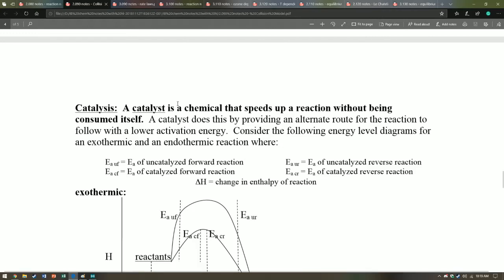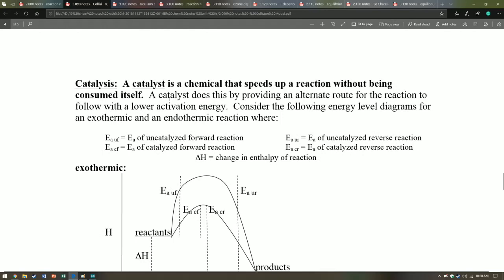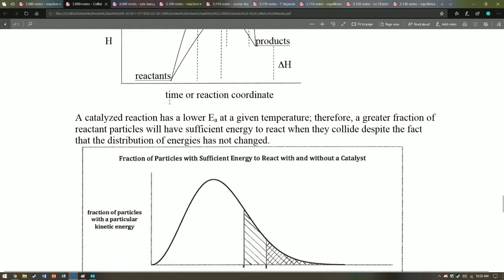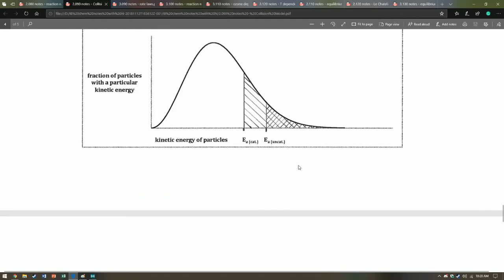Lastly, we take a look at catalysts. A catalyst is something that speeds up a reaction without being consumed itself by providing an alternate route for a reaction which is associated with a lower activation energy. There's really not much more to it for catalysts. You just have to know what they are and what they do. So they lower the activation energy, so here we have the activation energy with the catalyst versus without a catalyst. And since they're at the same temperature, the area under the curve is much greater with the catalyst than without, so there's that.